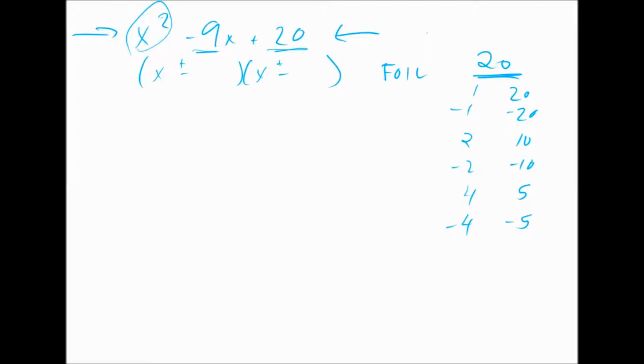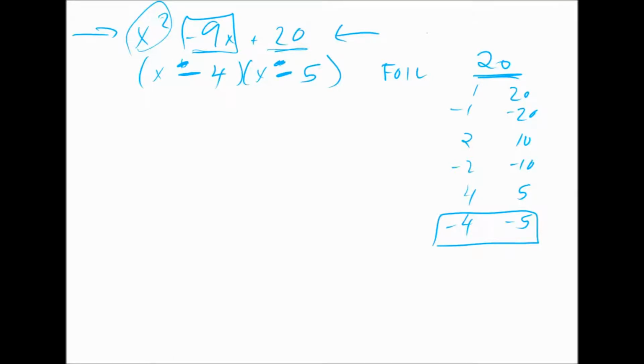So we're trying to choose the factors that add up to negative 9. So we choose negative 4 and negative 5. Those add together to form negative 9, but they multiply to form positive 20. So we're going to have x minus 4 and x minus 5.